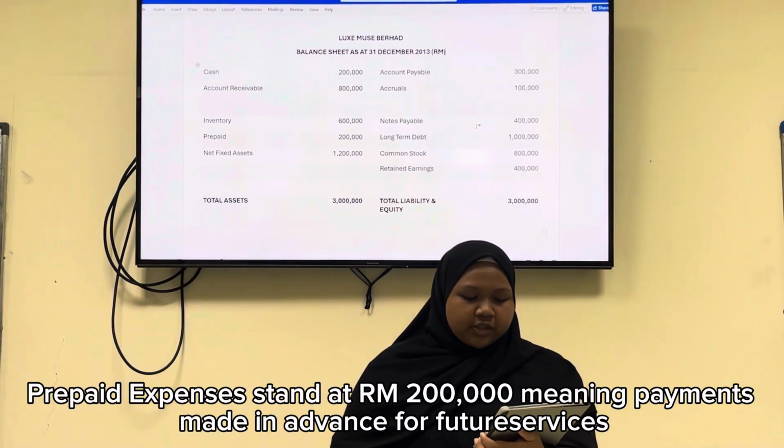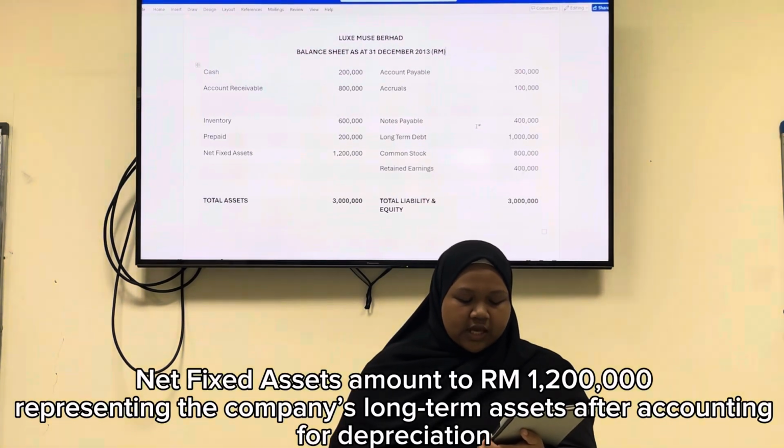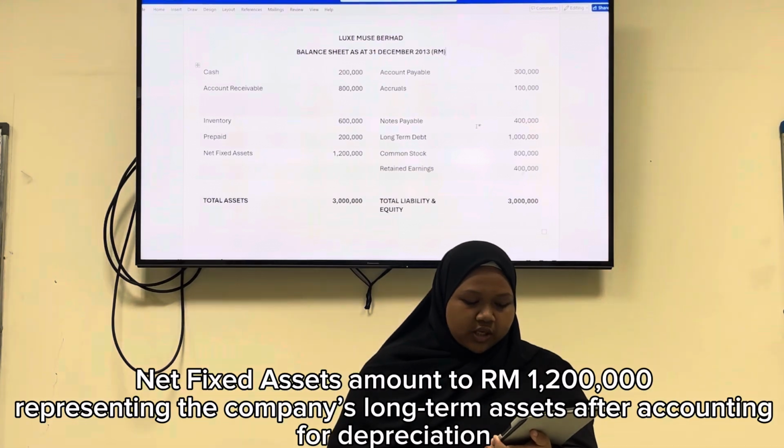For prepaid expenses, the amount is 200,000, meaning payment made in advance for future services. Net fixed assets amount to 1,200,000, representing the company's long-term assets, accounting for depreciation.